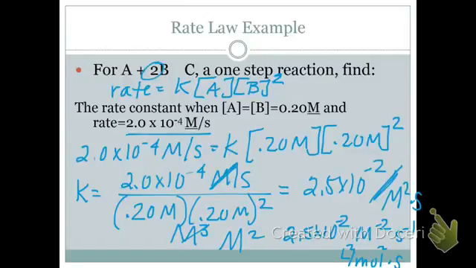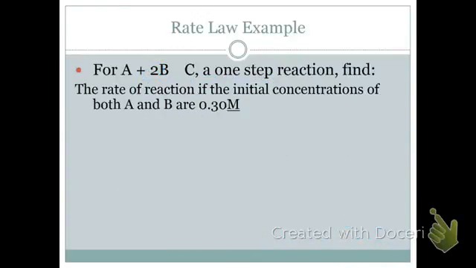Now, the next one is going to ask us to calculate the rate if we change the concentration. Now that we have K, it's a rate constant. So we know that K value is the same for every set of parameters we could put in there, because it is a rate constant for this particular reaction. If I change my concentration to 0.3 molar, what would that do to the rate of reaction? Same rate law as what we had: rate is equal to K times A times B squared.